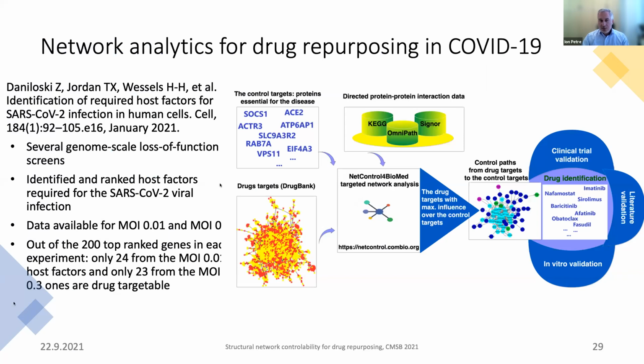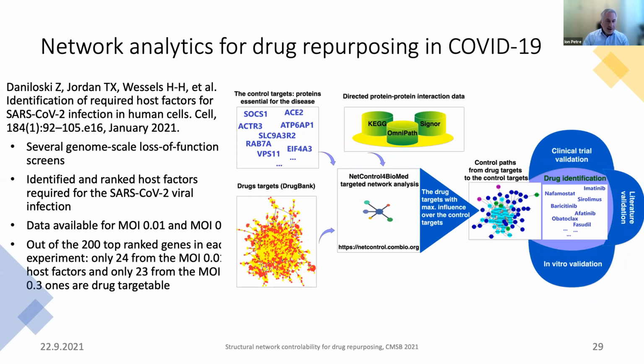What we've done is based on a set of data that came in the beginning of this year in Cell. And that data was as a result of a study on genome scale loss of function screen. So what they did in this paper was they identified and even ranked in some way the host factors that are required for this infection with SARS-CoV-2. So in other words, if you knock out these host factors, those cells are resistant to infection with SARS-CoV-2.